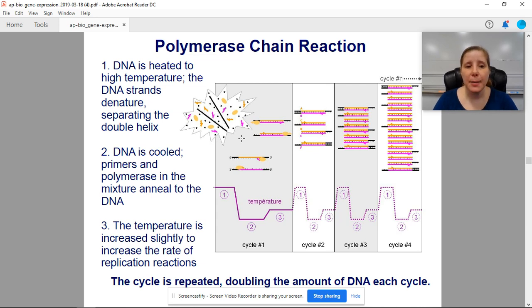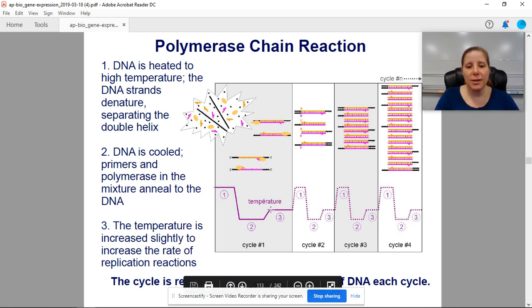DNA is heated to a high temperature, and when that happens, the DNA splits. That separates the double helix, so it's kind of like helicase in that case. We're heating it up to separate it. Then as it cools, the primers and the polymerase will anneal onto there. So as it cools in cycle 1, now the primers and polymerases are on there.